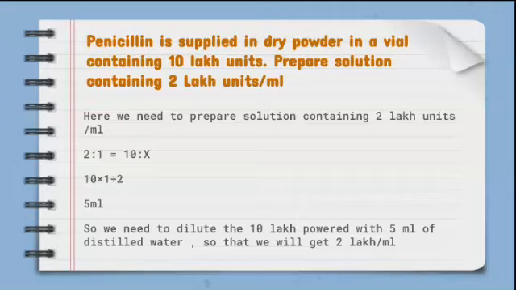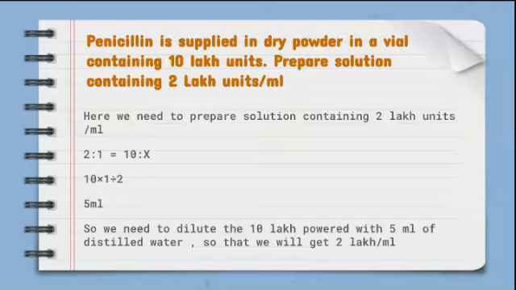So this is asked in your question papers. Penicillin is supplied in dry powder in a vial containing 10 lakh units. Prepare a solution containing 2 lakh units per ml. So you have to prepare a solution with this dry powder so that 1 ml is equal to 2 lakh units. If you understand this concept easily, you can divide 10 by 2 and write it as 5 ml, or we can go according to the formula here.